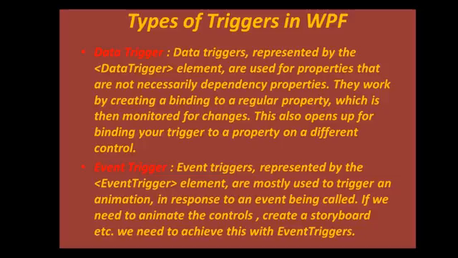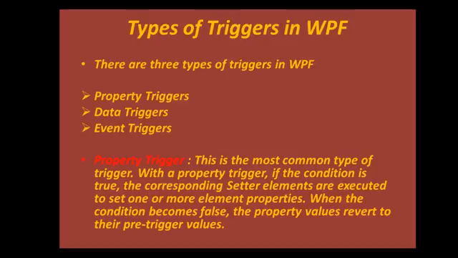So what are the types of triggers in WPF? Those are property triggers, data triggers, and event triggers. Property triggers are the normal triggers which are widely used in WPF, and they work with dependency properties. Data triggers are the triggers which do not work with dependency properties. They work with normal properties and also with data. So if we need to attach two controls with each other, we use data triggers, and for the purpose of animations we use event triggers. I hope the concept of all these three triggers is clear to you.